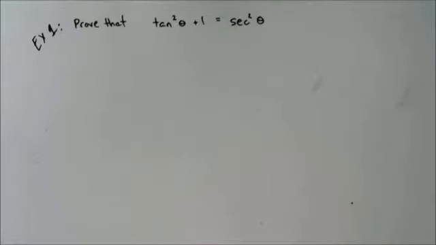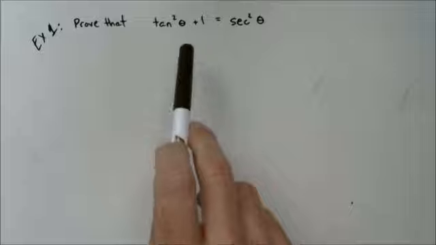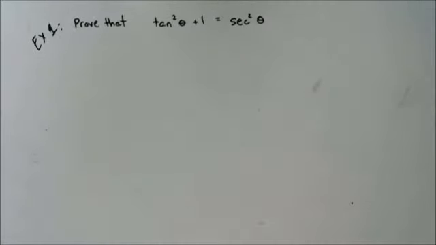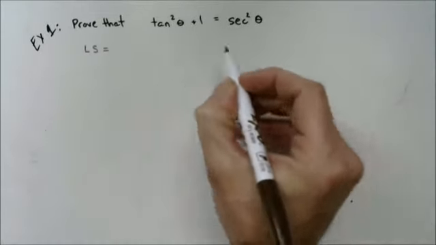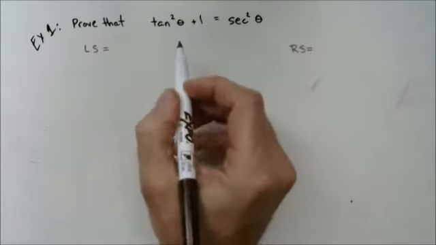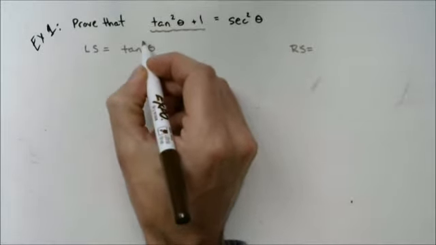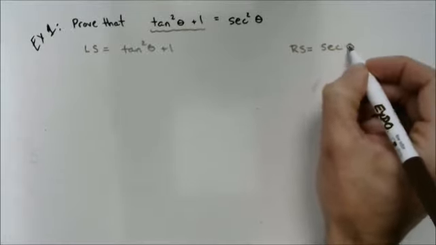In example 1, we're asked to prove that the square of the tangent of theta plus 1 is equal to the secant of theta squared. So we're already told that this is true, but we're going to prove that it's true. We're going to make sure. In order to do that, we're going to use our formatting, left side, right side. On the left side, I have the tangent of theta squared plus 1. On the right side, I have the secant of theta squared.